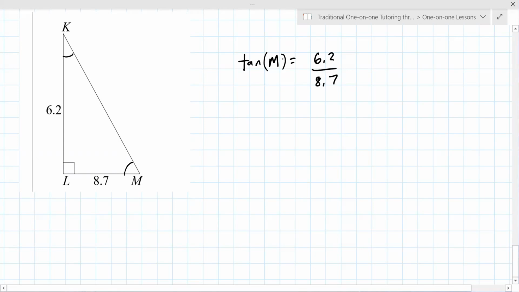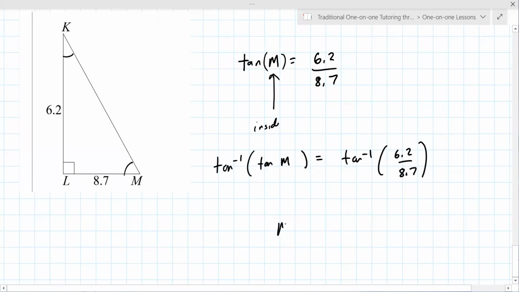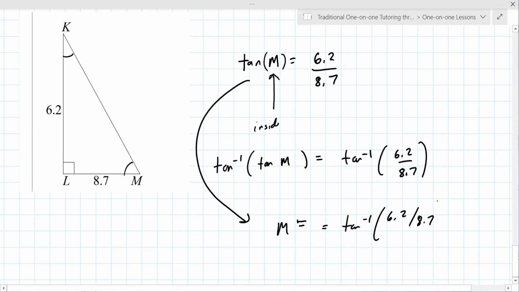Okay. So to solve for M, do you see how M is inside the function? So you have to undo tangent with arctangent. So I'll write it out one time so you can see it. You take the arctangent or the inverse tangent of both sides. So that undoes it. It just becomes M. So like, do you see how this just goes to M? And it's the tan inverse of 6.2 over 8.7. So go back to your calculator and find the tan inverse of 6.2 over 8.7.